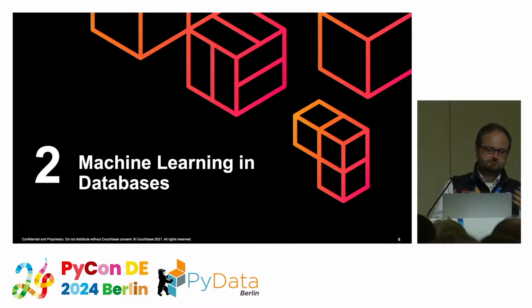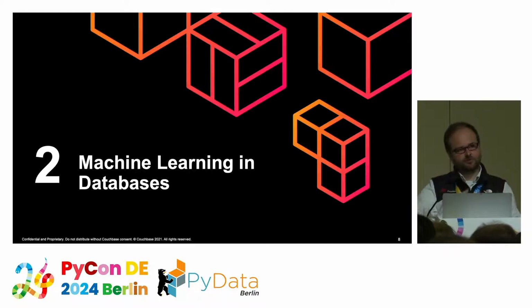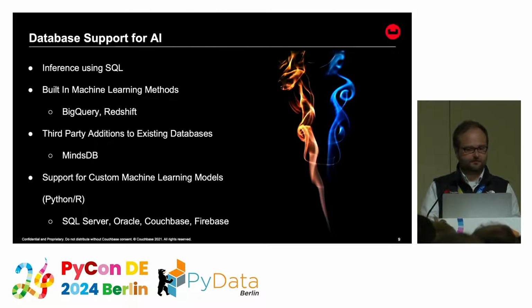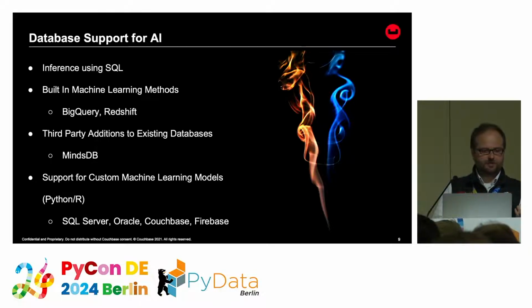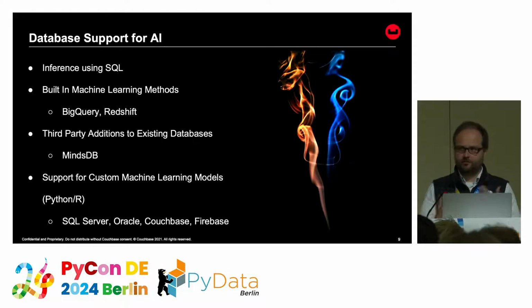So a concept which overcomes this a little bit is machine learning in databases. So what I showed you is basically that's one database and you have it outside. So now we can process it also inside. So what do these databases support? So usually you do your ML queries then in a familiar language like SQL. So the inference is done using SQL.